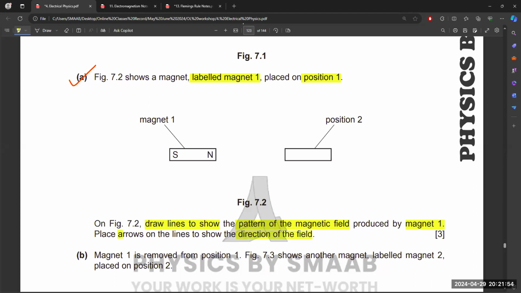So we also need to place arrows to show the direction of the field. Again, we know that the field will move out from the north inwards to the south. And again, if you remember, the increase in distance shows you the weak magnetic field away from the magnet.